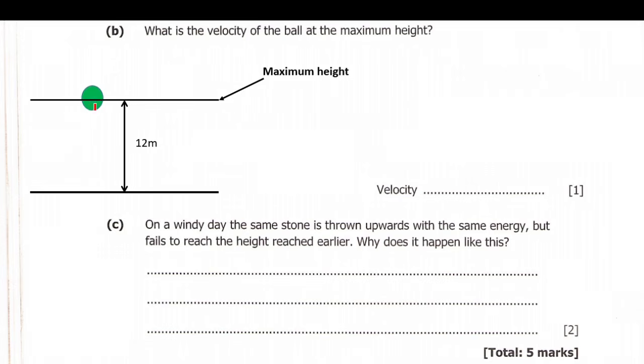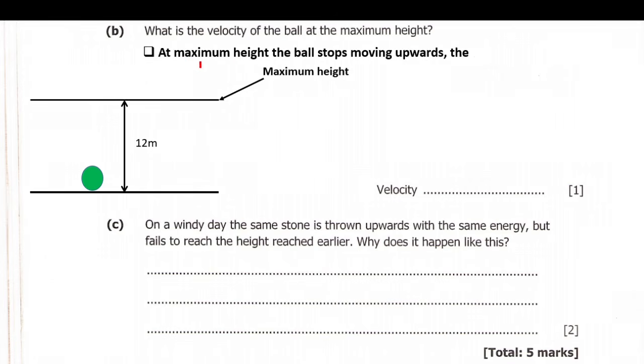All right, so actually when it reaches the maximum height, it stops moving. So I said at maximum height, the ball stops moving upwards. So when it reaches this point, the maximum height, the ball stops moving. So since it stops moving, that means that the velocity is actually 0 there. So the velocity is actually 0 meters per second.